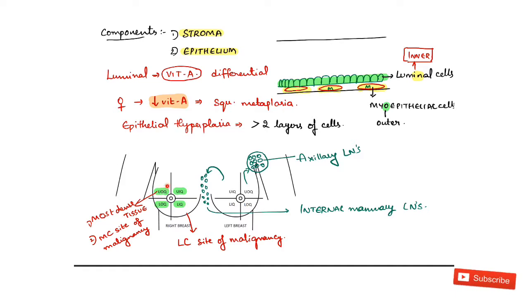Regarding the quadrants of the breast tissue, the upper outer quadrant is the densest tissue, and it is the most common site of malignancy. And the lower inner quadrant is the least common site of malignancy. Regarding lymphatic drainage, the inner quadrants drain into the internal mammary lymph nodes, and the outer quadrants drain into the axillary lymph nodes. So this is the main important point.